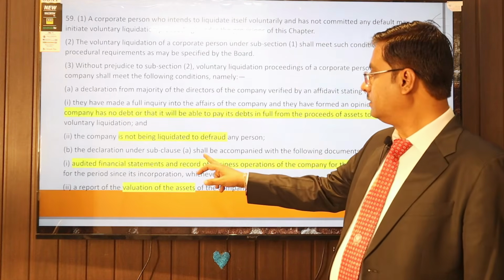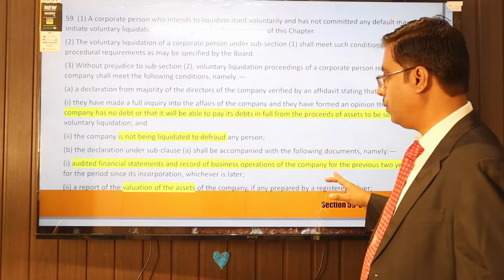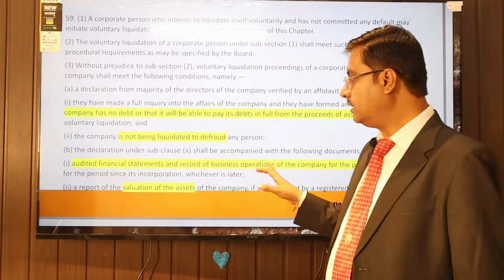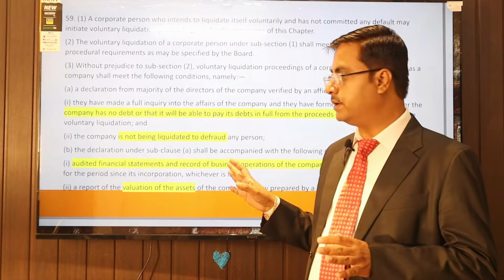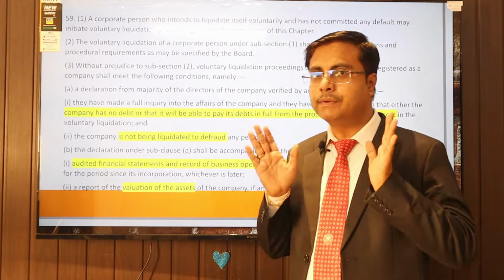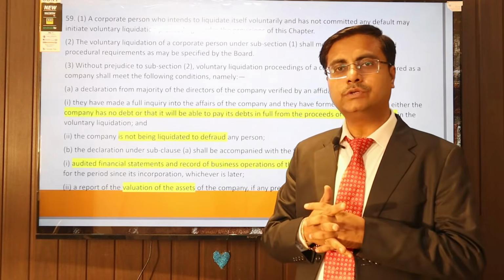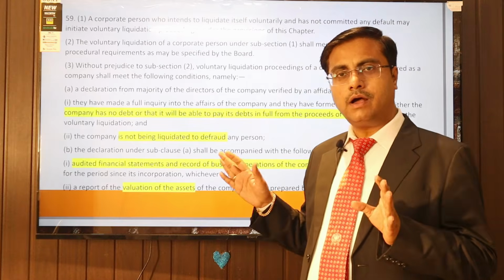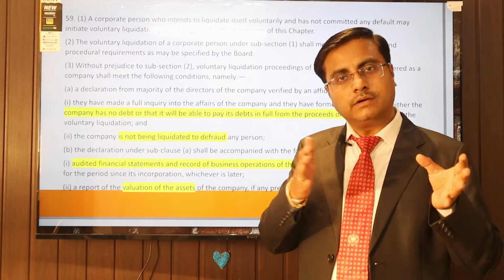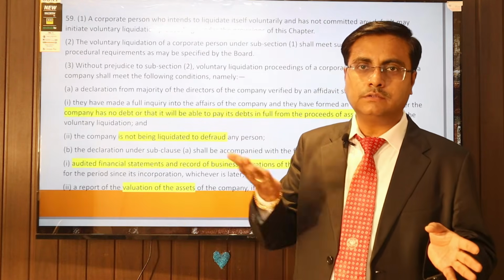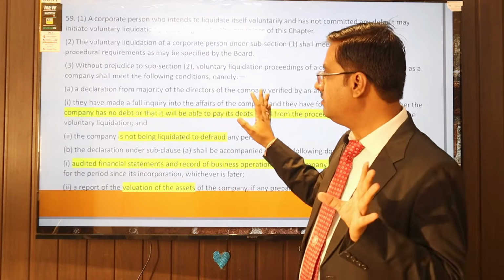The declaration under clause (a) shall be accompanied by the following documents: audited financial statements for the last 2 years and a valuation report from the registered valuer. As I said, there are some assets in the company. We have to ask the registered valuer for a valuation report, and on the basis of the audited financial statements we have seen there is no debt, or we can pay the debt after sale of these assets, so we are in a solvent position. This is the declaration.